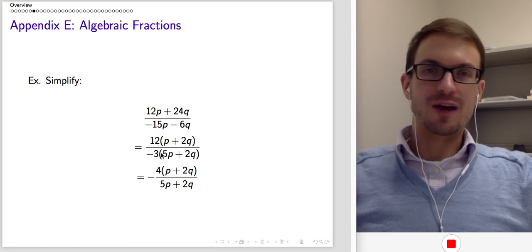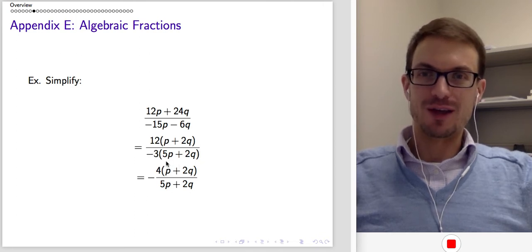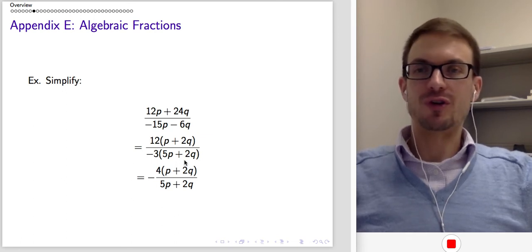And then just staring at this, just to make sure we're right, what happens if I distribute this 12 back? Well, I get the same numerator. What if I distribute this minus 3 back? Well, I get minus 15p, and I get minus 6q. Okay, so our factorization was correct.